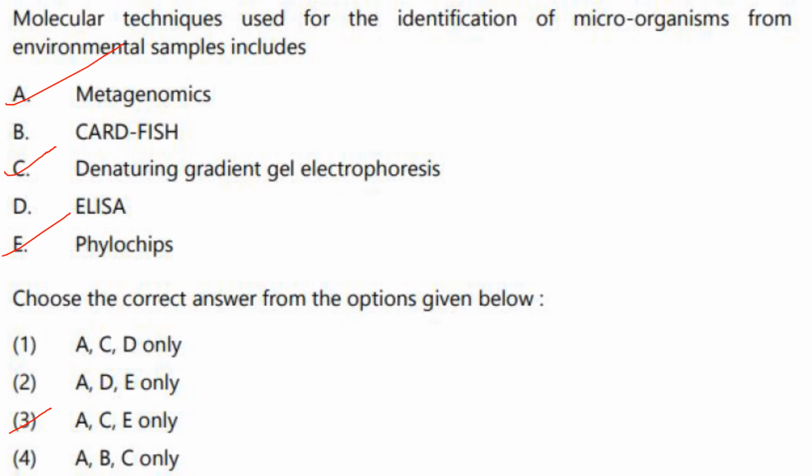Then ELISA, no. Polychips. Polychips are also known as microarray chips or biochips. They are small solid supports with hundreds to thousands of immobilized probes of DNA or protein or RNA that are arranged in a grid pattern. So that is also used for identification of microorganisms from environmental samples. So A, C, E is the answer. Answer is option 3.